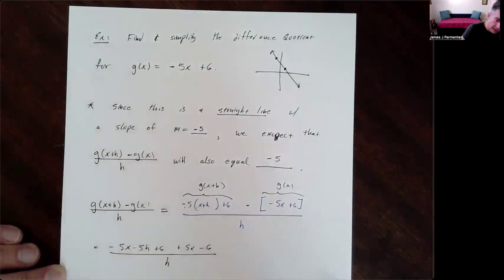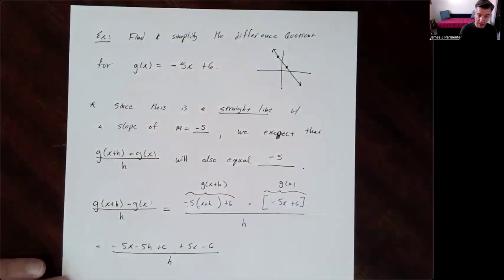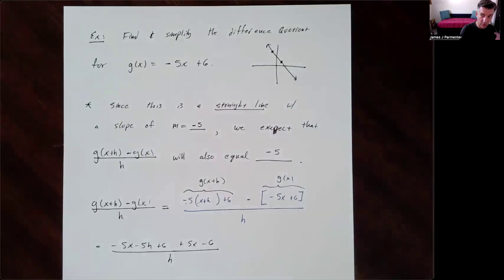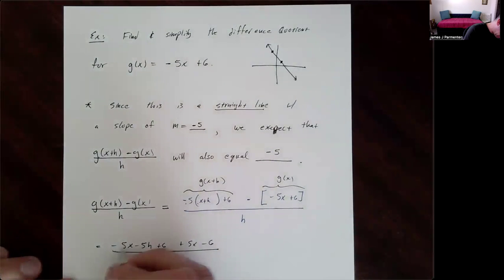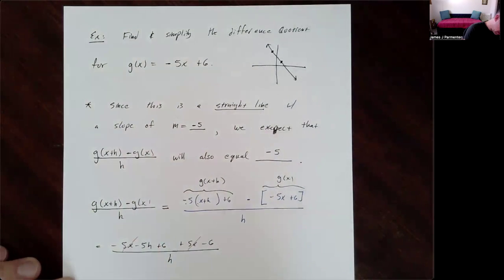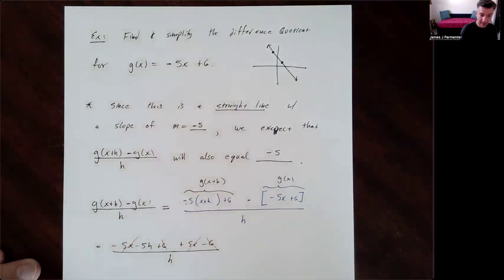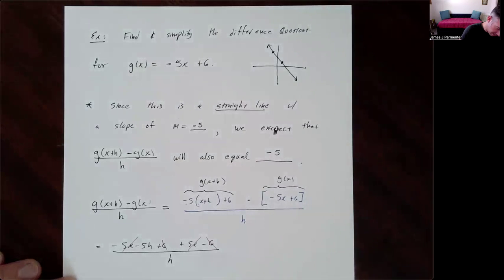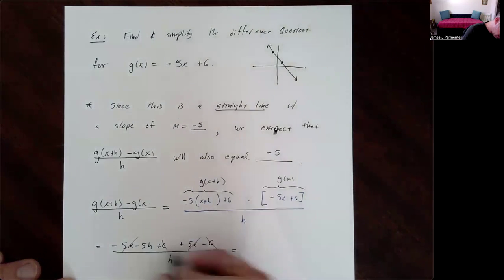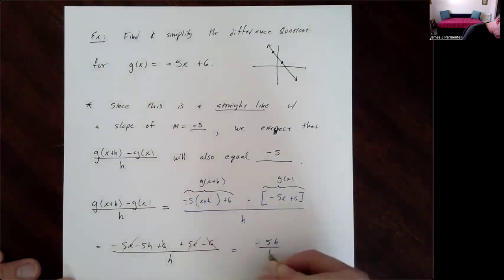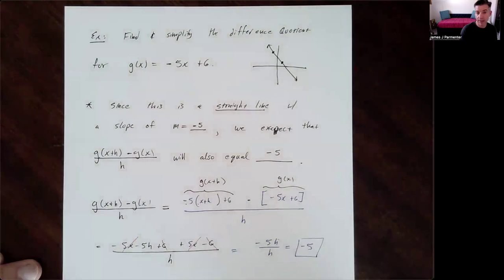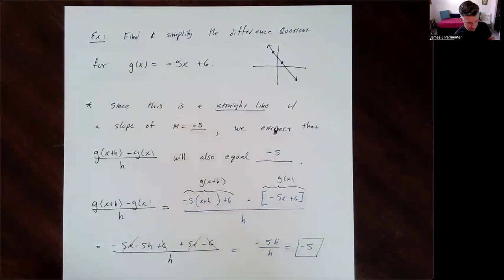And what should happen here before we cancel out the h is all the things that don't have an h in the numerator should cancel out. Negative 5x plus 5x is 0. 6 minus 6 is 0. That's why it was really important that we distributed this minus sign, otherwise the 6's wouldn't be canceled. And then that's going to equal negative 5h divided by h, but h divided by h is 1, so we just get negative 5, as expected. So for straight lines, the difference quotient should always end up equaling the slope of that line. You still need to show the work, though.